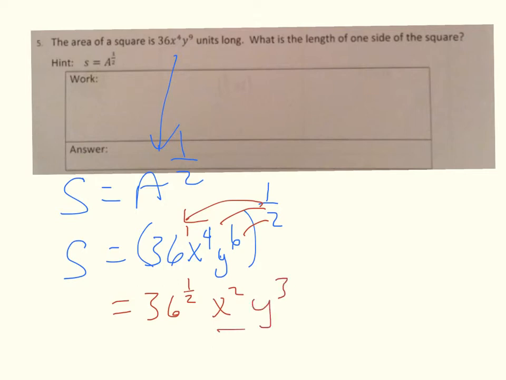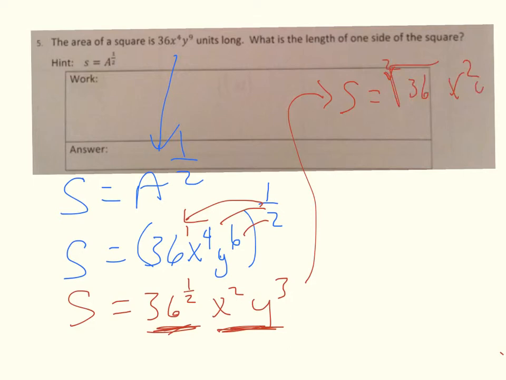Now, these two are done. I've got to worry about this one now, the 36 to the 1/2 power. Well, if you notice, 36 to 1/2 power means the square root of 36. And you still have x squared, y to the 3rd. The square root of 36 is 6. Go ahead and bring down your x squared, y to the 3rd, and it's the same answer. And there you go.